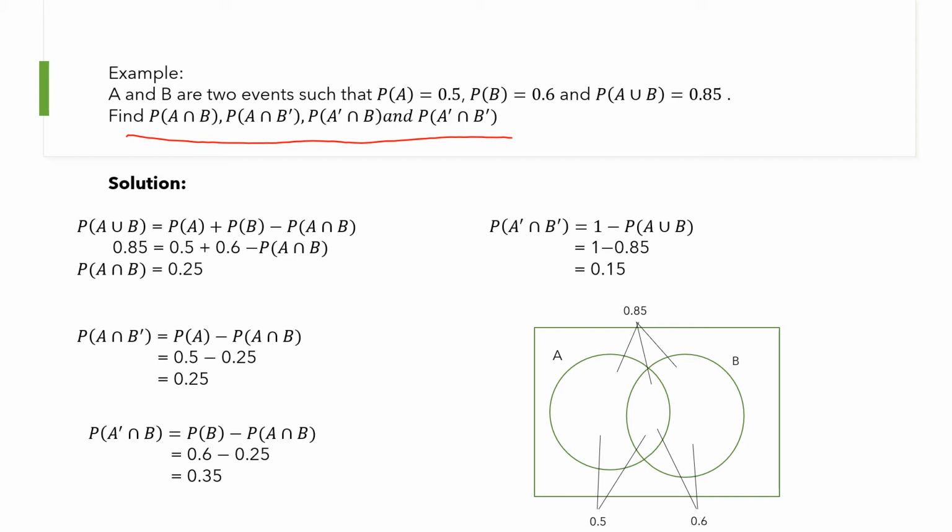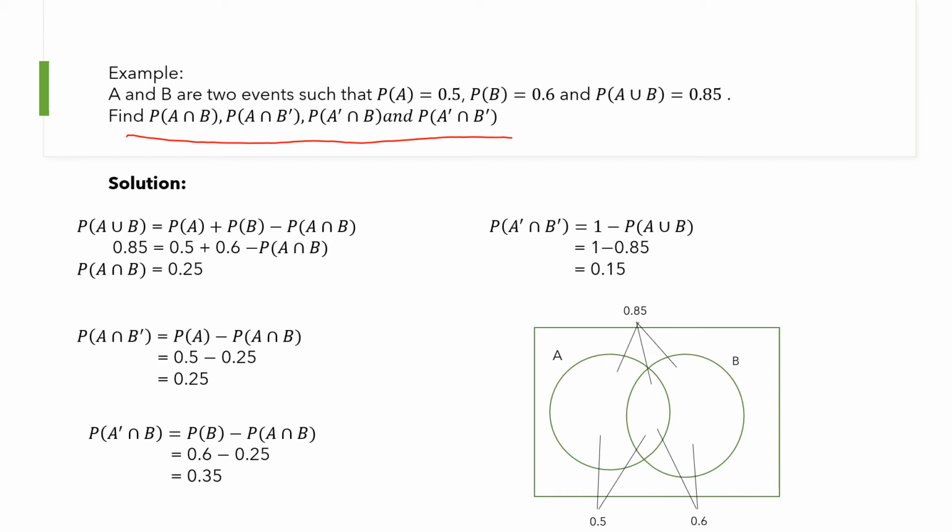So the thing we can do is use the formula that I showed just now. P(A union B) equals P(A) plus P(B) minus P(A intersect B). Because we have the value of P(A union B), 0.85, we just fill in: 0.85 equals P(A) 0.5 plus P(B) 0.6 minus P(A intersect B). After we rearrange, we get the answer: P(A intersect B) is 0.25.